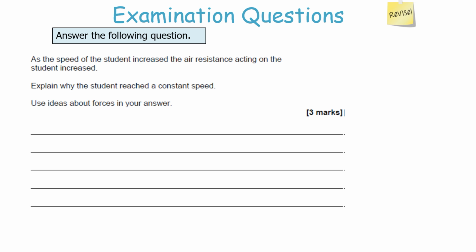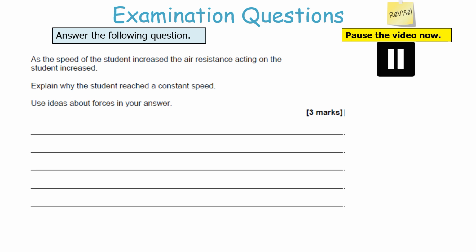The next question says, as the speed of the student increased, the air resistance acting on the student increased. Explain why the student reached a constant speed. Use the ideas about forces in your answer. So pause the video now, then unpause the video when you want to go through your answer.